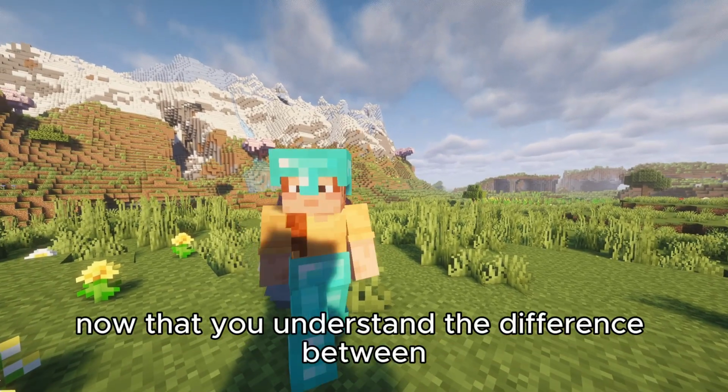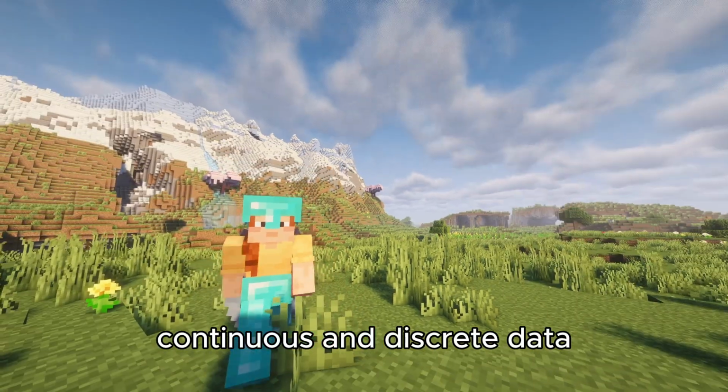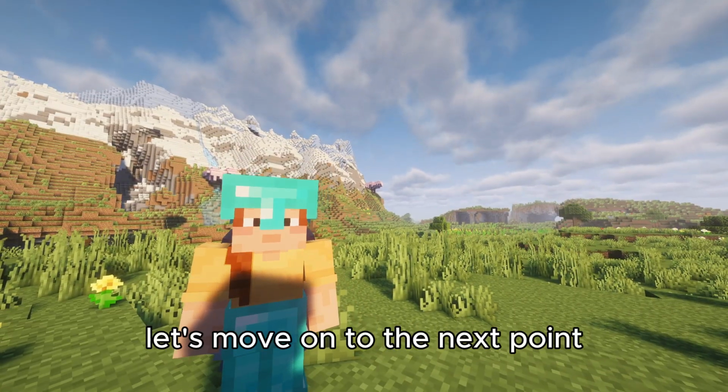And now that you understand the difference between continuous and discrete data, let's move on to the next point.